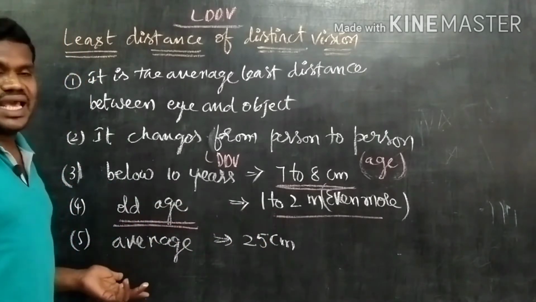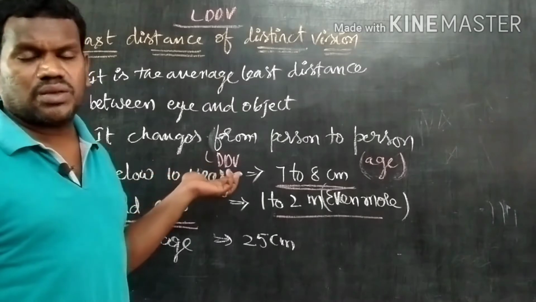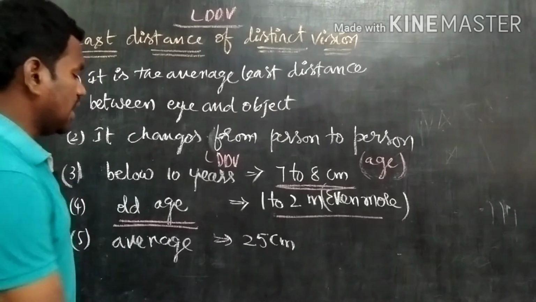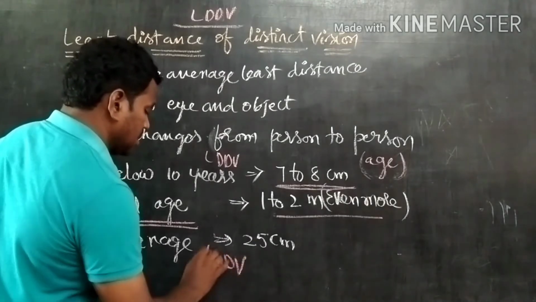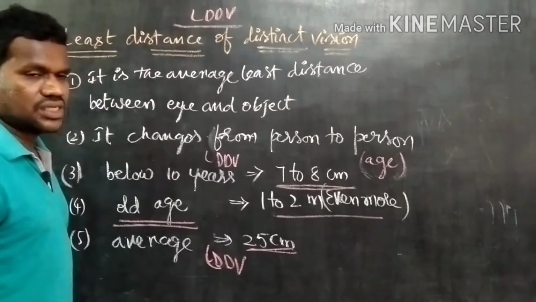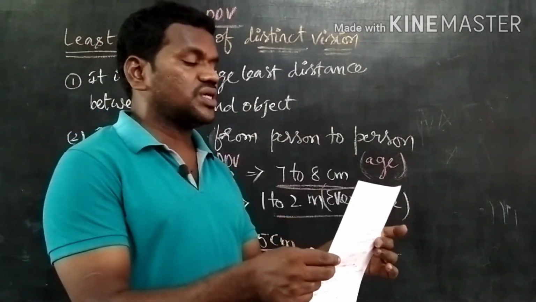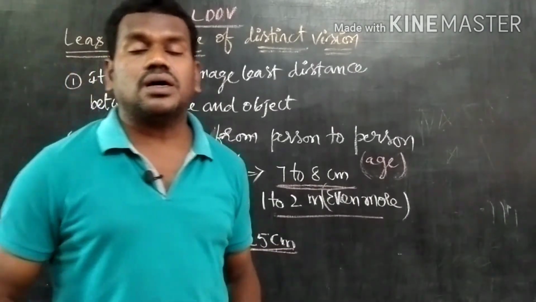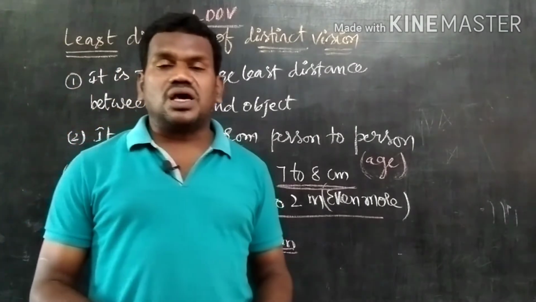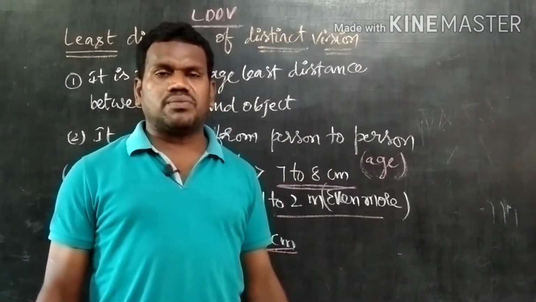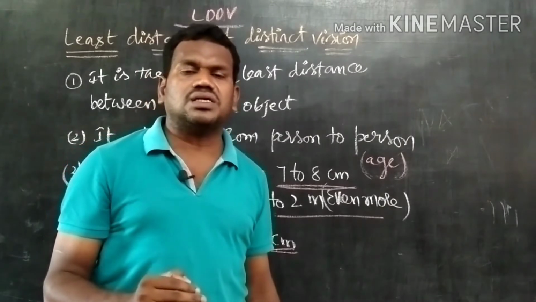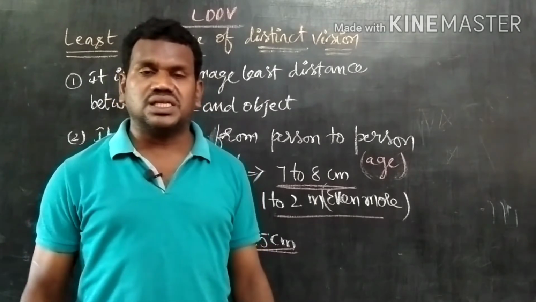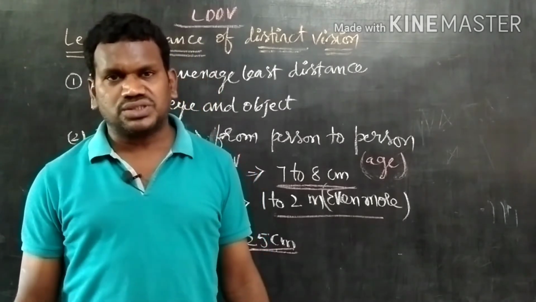But on an average, whether below 10 years or above 50 years or whatever it may be, the value of LDDV is 25 centimeters. If you put the book at a distance of 25 centimeters, we can read it in an easy manner. For that reason our doctors, ophthalmologists, say sit in a proper manner and the light should directly fall on the textbook or whatever the reading material is, so that we can read easily without any eye problems.